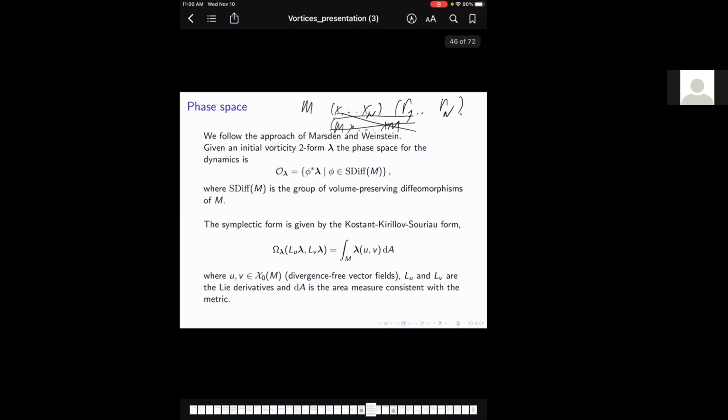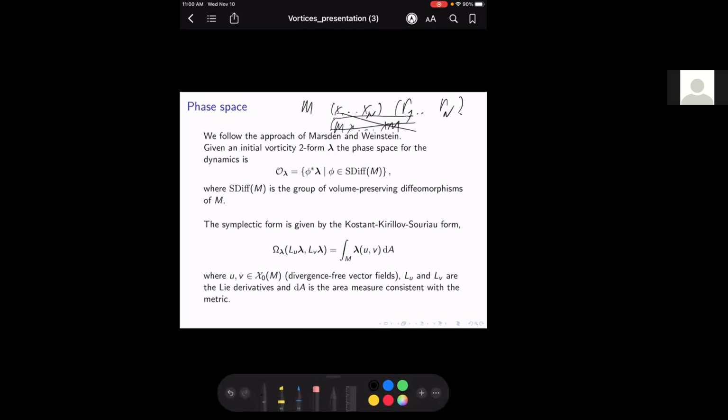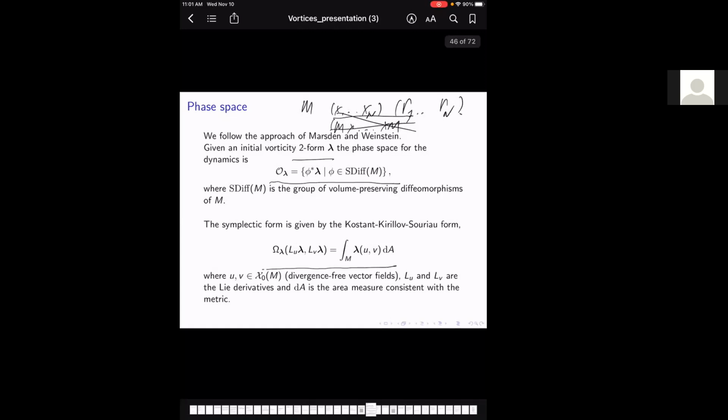In order to formulate this, we follow the approach of Marsden and Weinstein. Forgetting about point vortices for a moment, if we have fluid flow on a manifold with initial vorticity 2-form lambda, the phase space for the dynamics will be the orbit of lambda, which consists of the pullbacks of lambda under our familiar group of volume-preserving diffeomorphisms of M, because once again, the fluid is incompressible. The symplectic form is given by the Kirillov-Kostant-Souriau form, which is omega lambda of the Lie derivative of lambda along a divergence-free vector field U and the Lie derivative of lambda along a divergence-free vector field V, equal to the integral over M of lambda of U and V, along the area measure that is consistent with our metric, which we assume to exist. So this is the symplectic form.